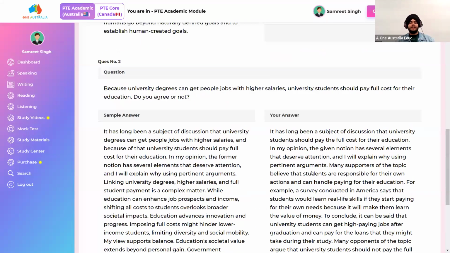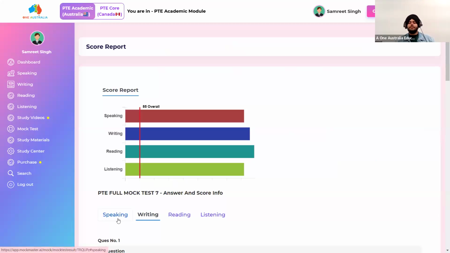And that is basically the mock test. That is how you can attempt the questions. And this is the score that you'll get in the exam, or even 90 out of 90.